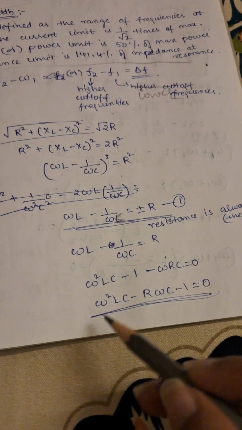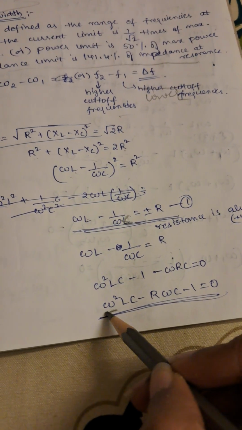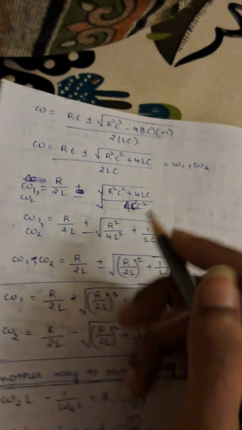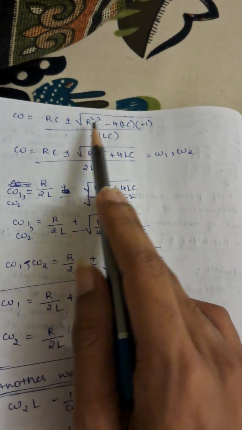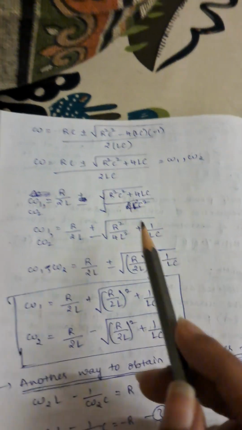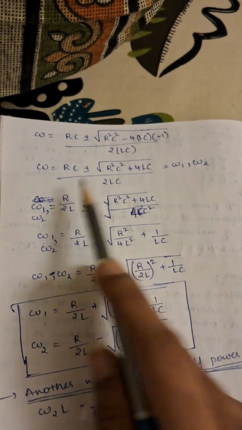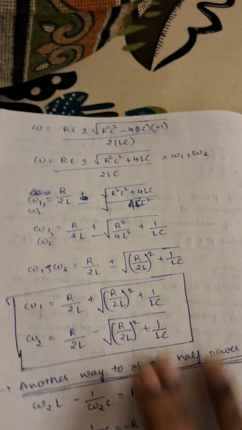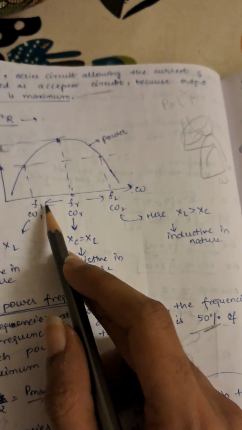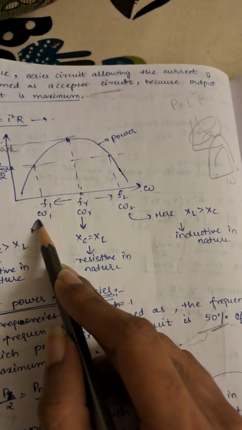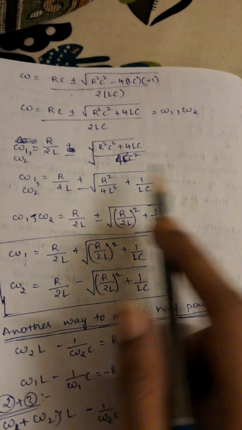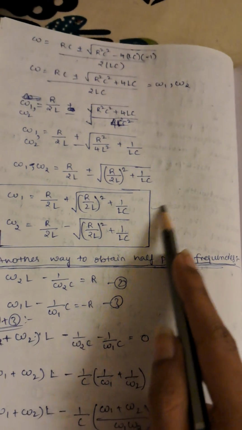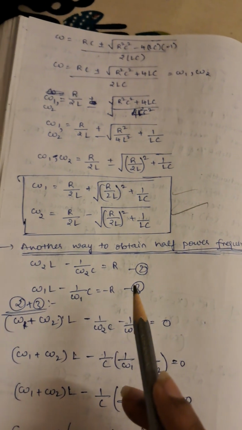It is looking like a quadratic equation with variable omega. Now take minus b plus or minus under root b square minus 4ac by 2a. Then you will get omega 1 and omega 2 because of plus or minus. That plus will be omega 1, minus will be omega 2, two frequencies. Here f1 and f2, omega 1 and omega 2, the half power frequencies.